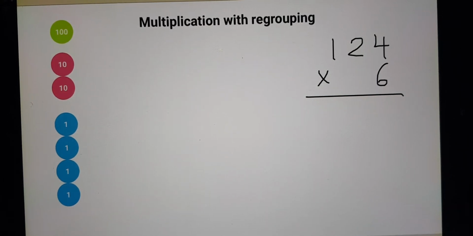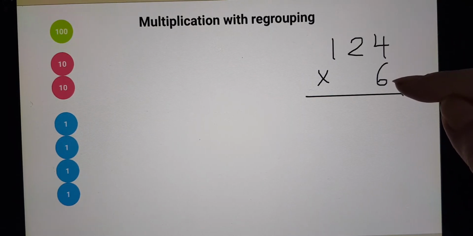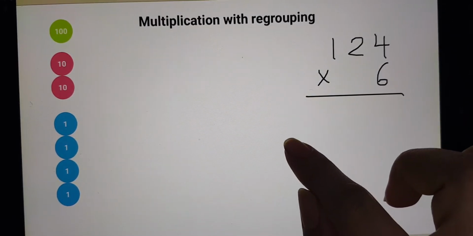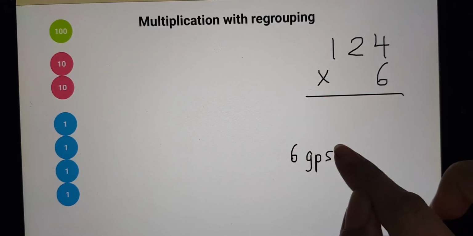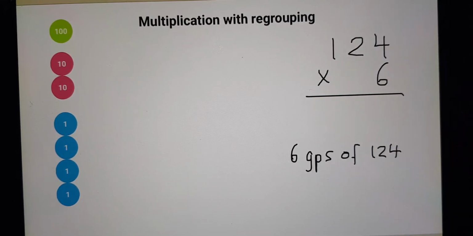Hello kids, today we're going to talk about multiplication with regrouping, and in this question we are going to do 124 times 6. Now when I read 124 times 6, I am actually reading it as 6 groups of 124. I want to find how much there is in all if I have 6 groups of 124. As you can see here on the left, I have shown you the number 124. 124 is made up of 1 hundred, 2 tens, and 4 ones.